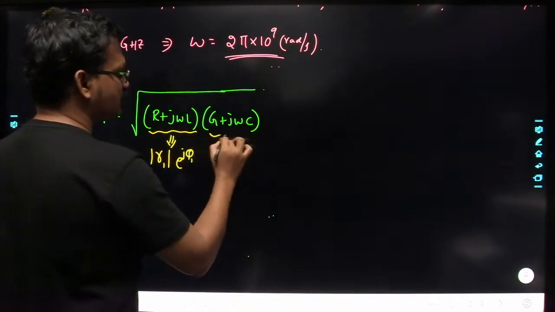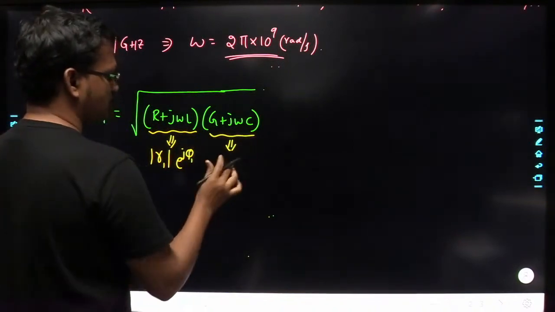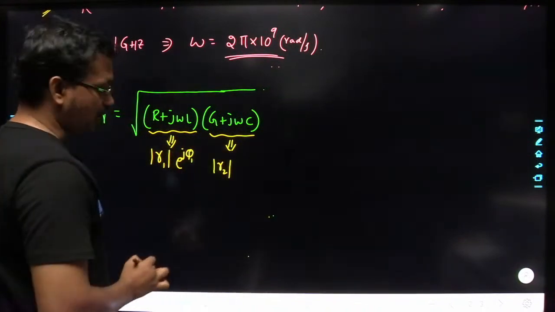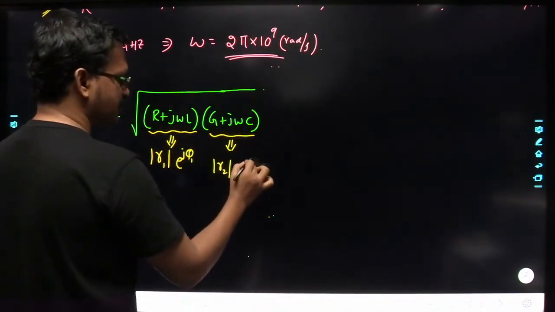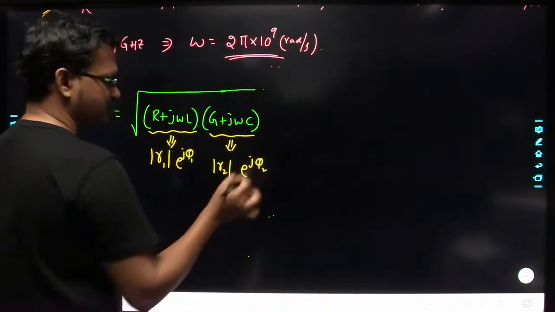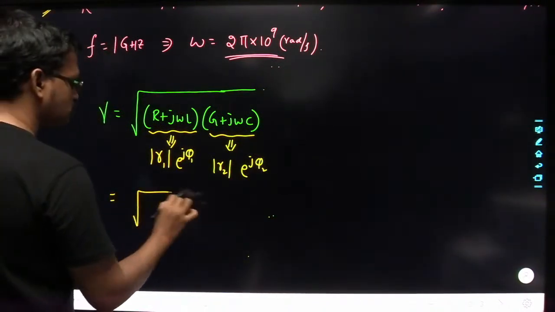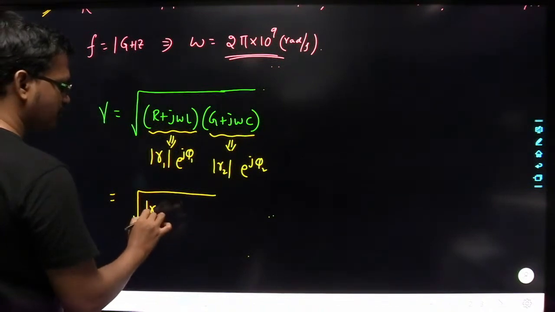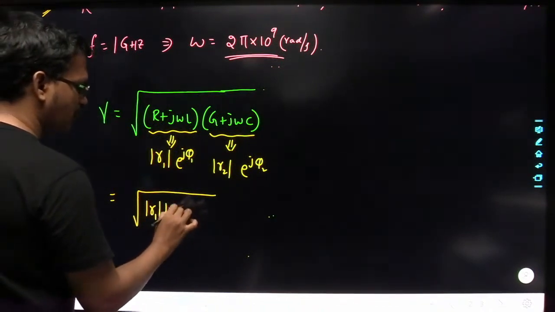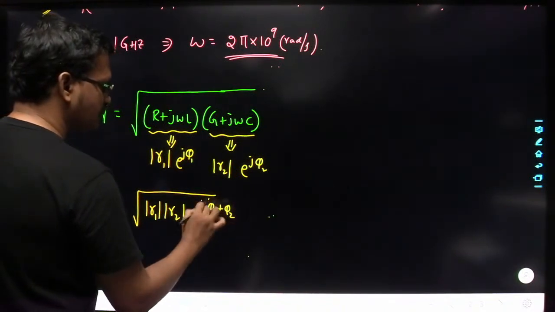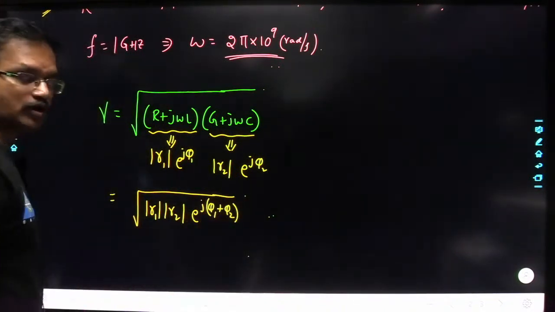Next, for this one, you can determine its magnitude. Let us say its magnitude is R2, and here the phase shift is, let us say, e power j phi 2. Understood? So now what you can do here? Square root of magnitude R1 into magnitude R2 into e power j (phi 1 plus phi 2). So this is what you are going to get.